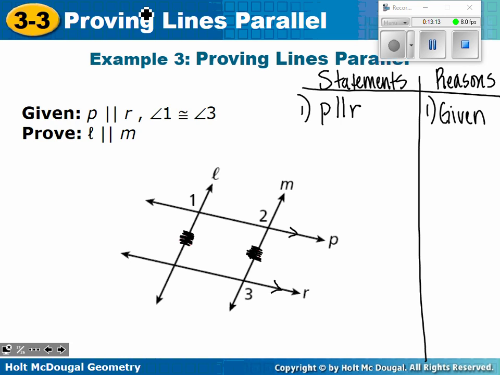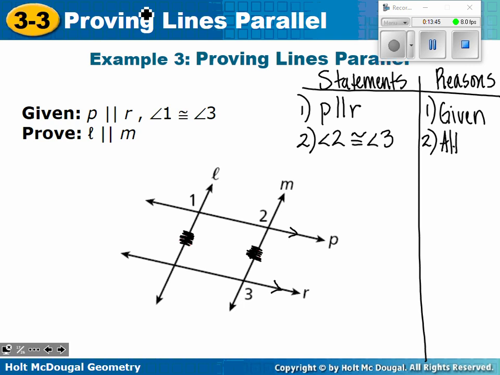So 2 and 3 are alternate exterior angles. If the lines are parallel, what would that mean about angles 2 and 3? They're congruent. So do we all agree that we could say 2 is congruent to 3? Okay. So angle 2 is congruent to angle 3. What's our reason? Exactly. It's not converse because they gave us the lines were parallel. We're trying to prove the angles were congruent.